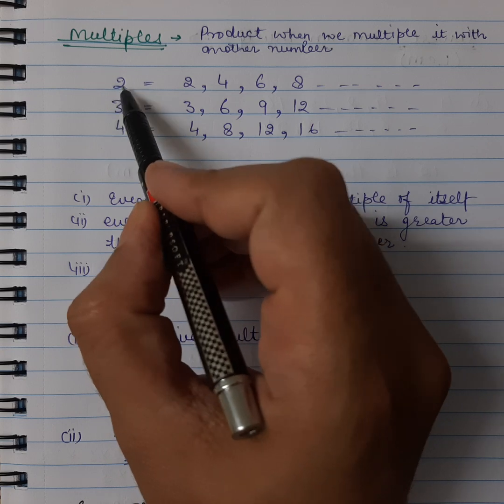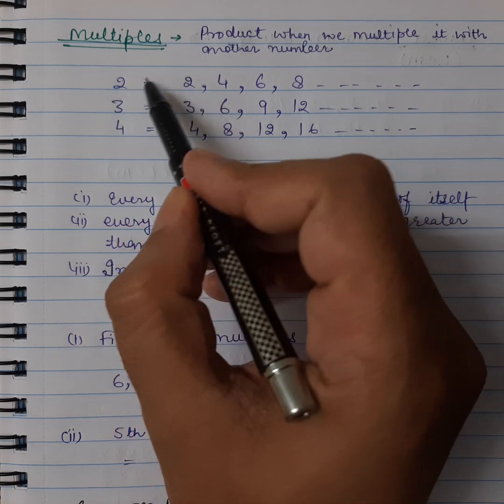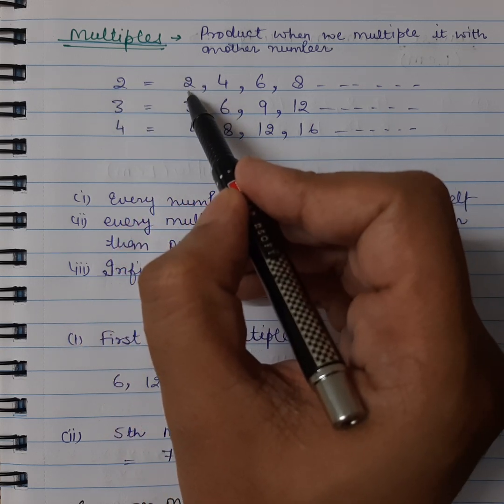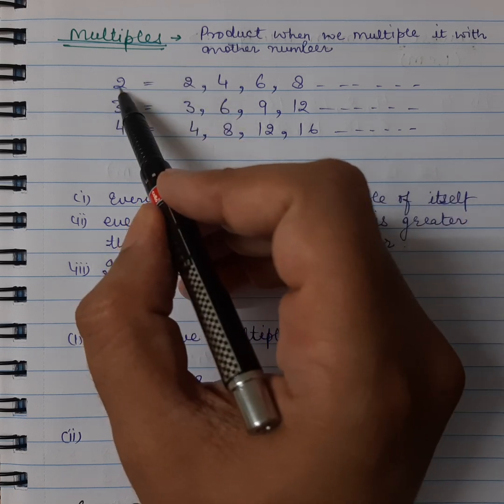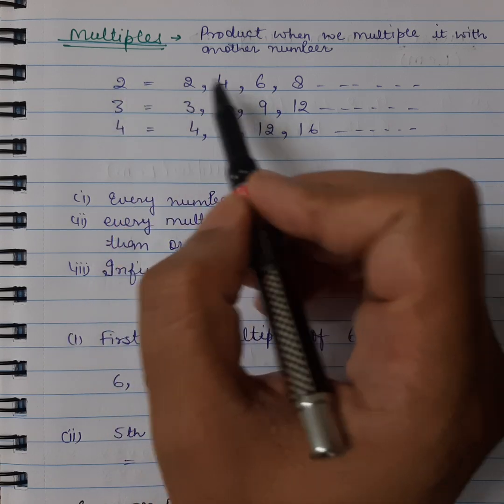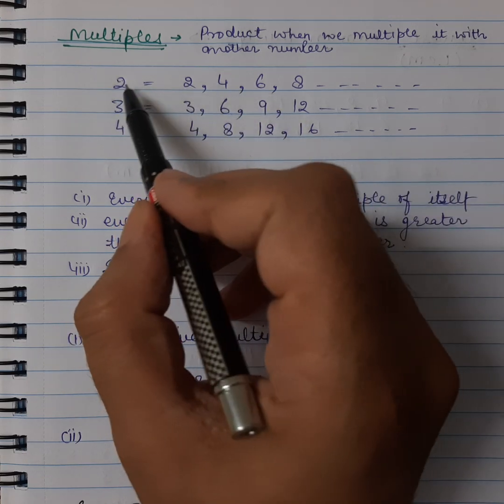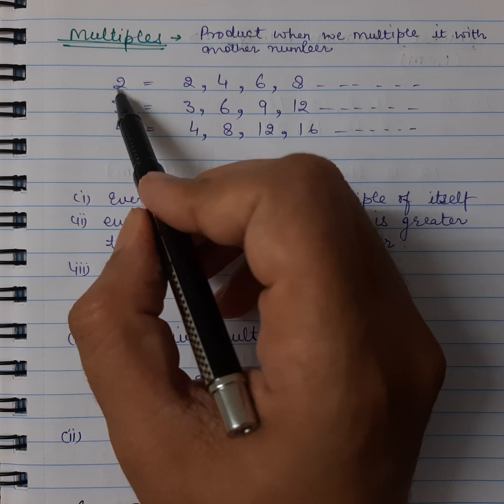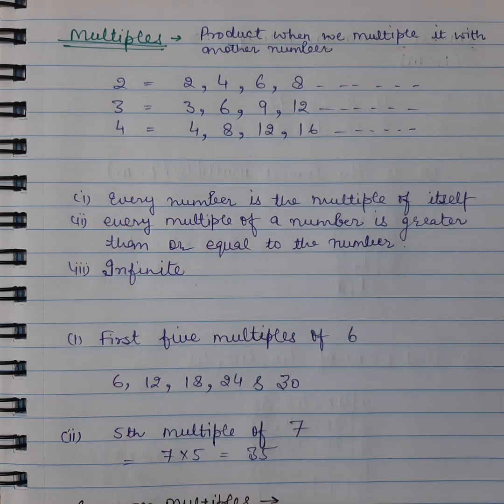Take 2. If 2 is multiplied by 1, we get the first multiple of 2, which is 2. The second multiple of 2 is 2 multiplied by 2, which is 4. The third multiple of 2 is 2 multiplied by 3, which is 6. The fourth multiple of 2 is 2 multiplied by 4, which is 8.